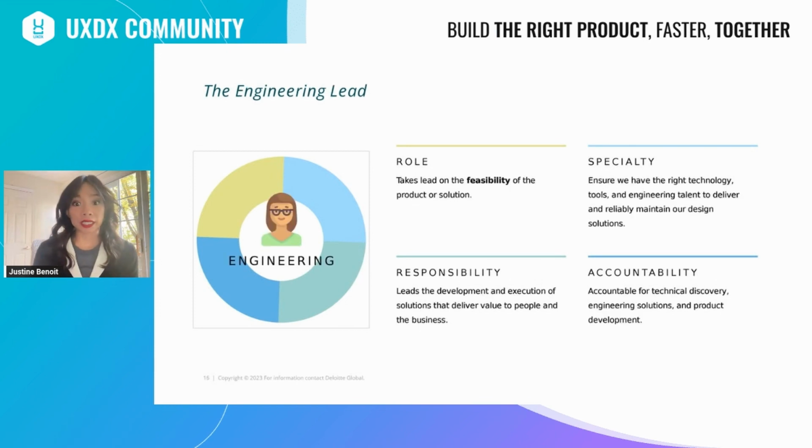Finally, we go to our engineering lead. Our engineering lead leans in on their expertise to make sure that the product or the solution is feasible to deliver and reliably maintain. Their specialty is they ensure that we have the right technology tools and engineering talent to deliver and reliably maintain our solutions. They're responsible for leading the development and execution of solutions that deliver value to the people and the business. So they are accountable for the technical discovery during the discovery phase, engineering solutions, and the implementation and development of that product.